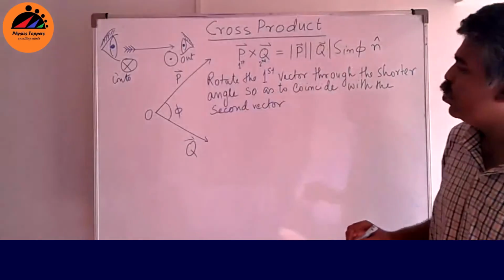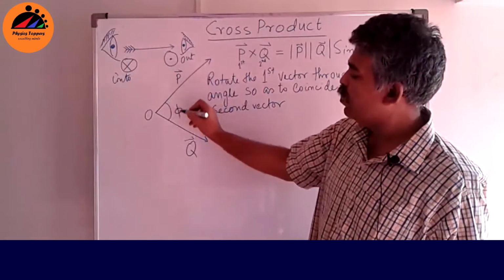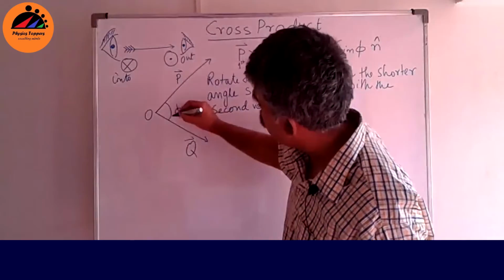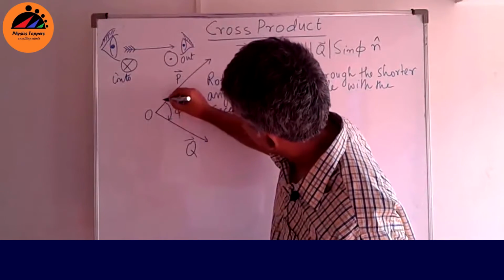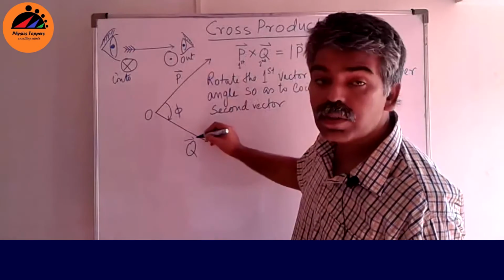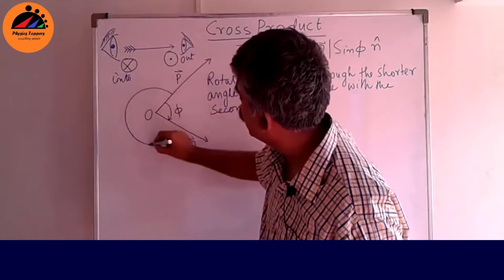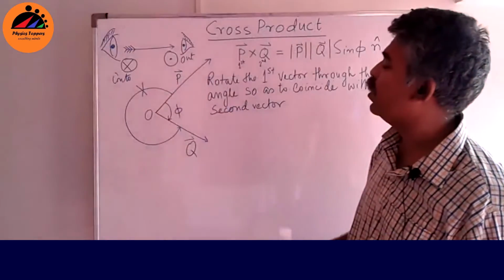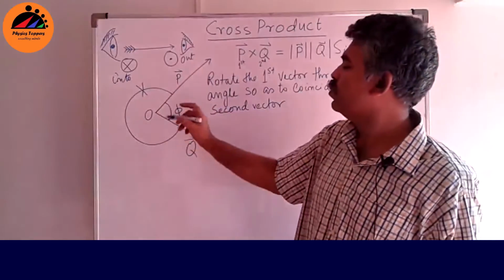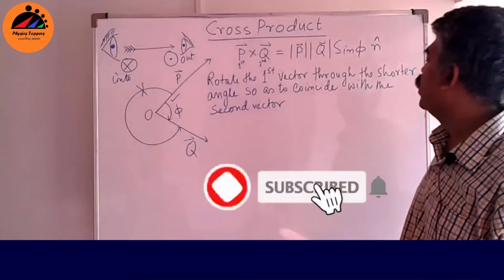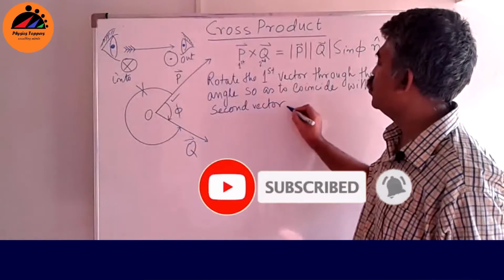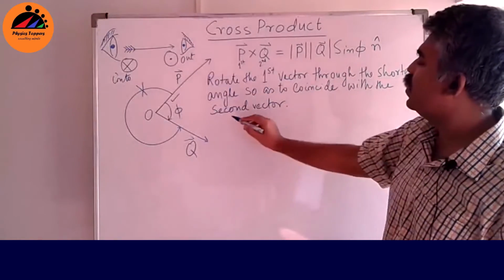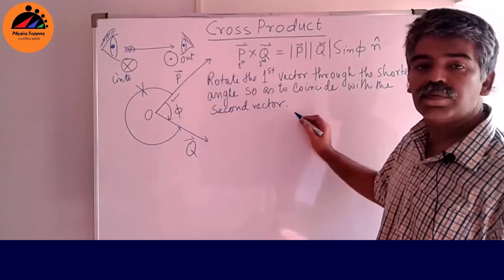That means you have to rotate P to meet Q. Q is the second vector, through the shorter angle this way. You must rotate P to meet Q this way, not this way. Not this way. This is the bigger angle, not this way. This way you must go. Okay. So rotate the first vector through the shorter angle so as to meet the second vector.